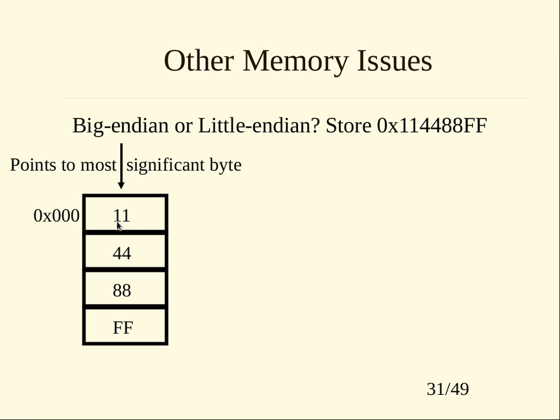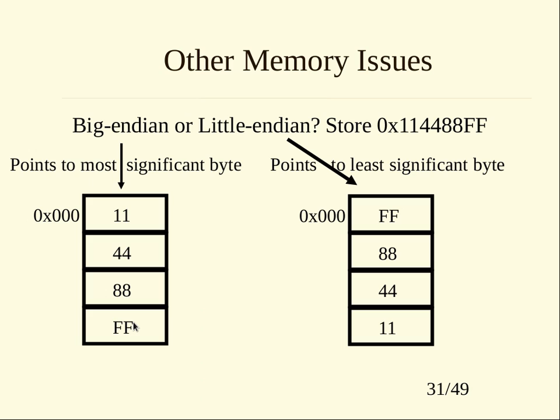Most significant byte? So 11 is the beginning. Big endian is, let's see, points to the most significant byte. Right. So big endian is the biggest one, ends with it. Not exactly the way we think of it. Points to the least significant. Well, no, this is saying the other way. I'm sorry. Big endian is how we think of it. Little endian points to the least significant byte.